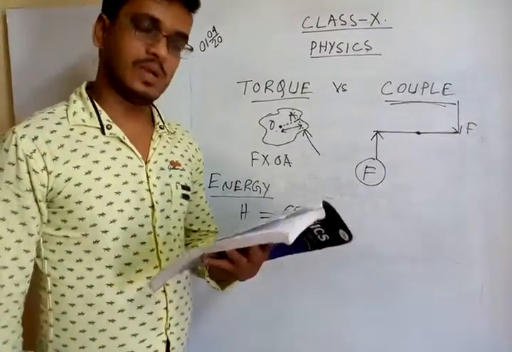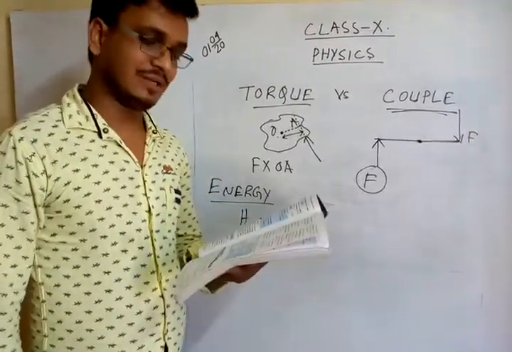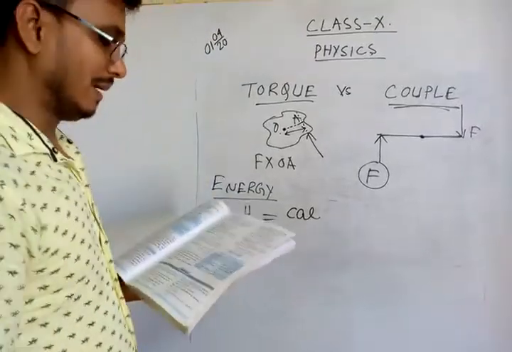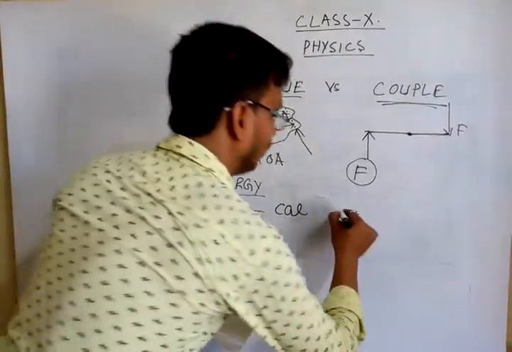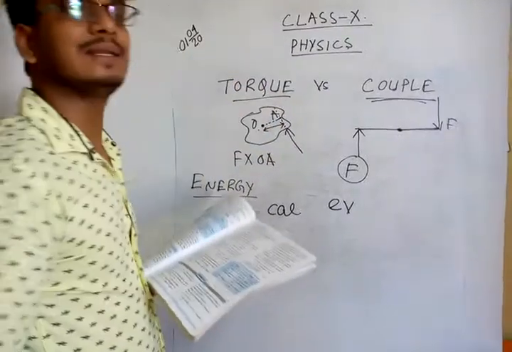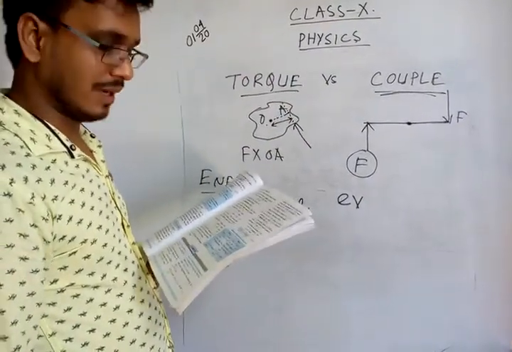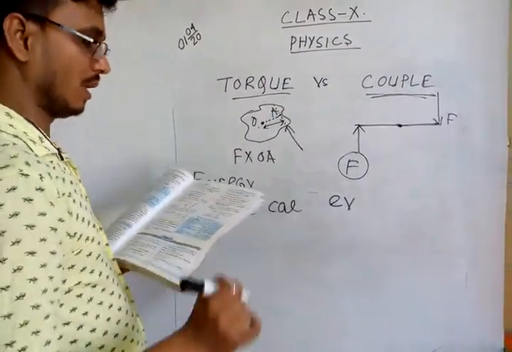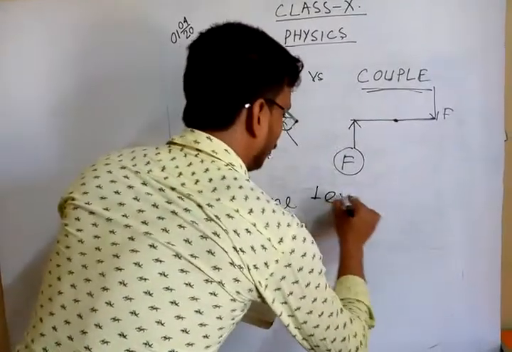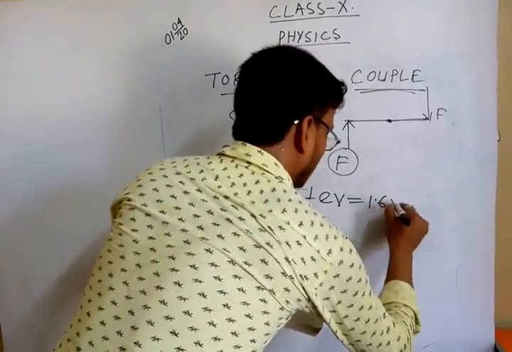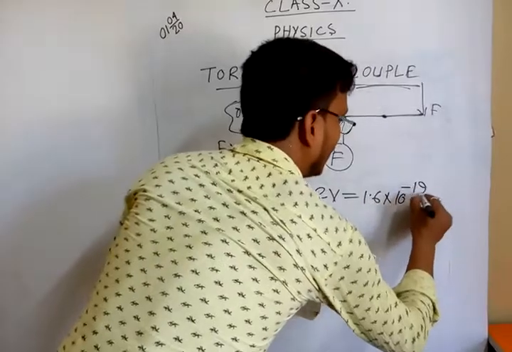Another thing: whenever we calculate the energy of an atomic particle, we use electron volt. The energy of an atomic particle is in electron volt. What is the relation between the electron volt and the joule? Remember, 1 electron volt equals 1.6 × 10^-19 joule.